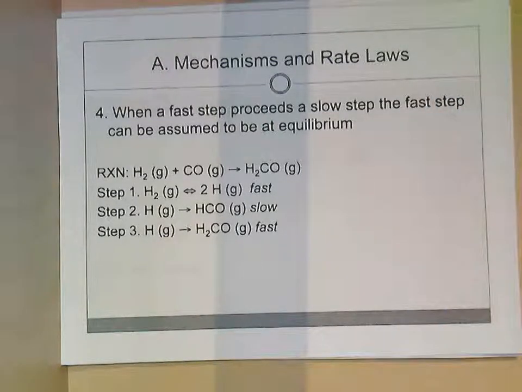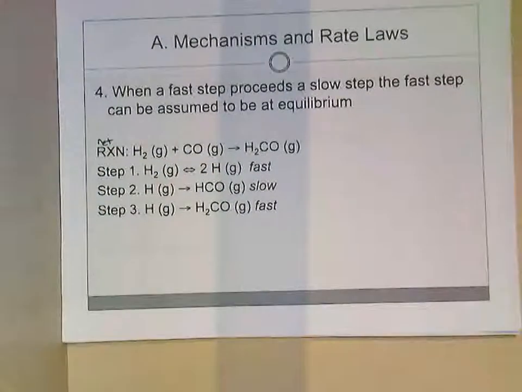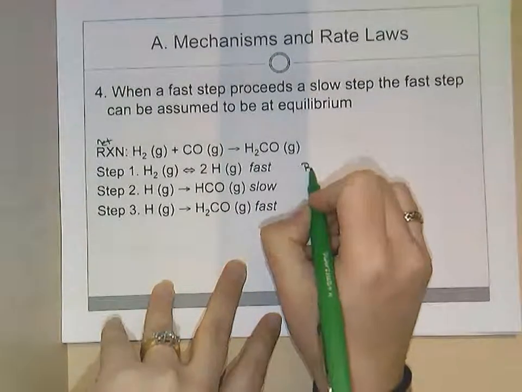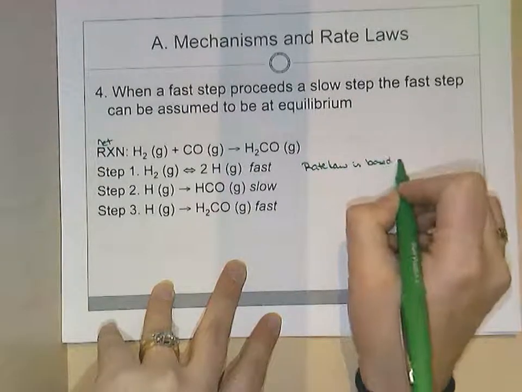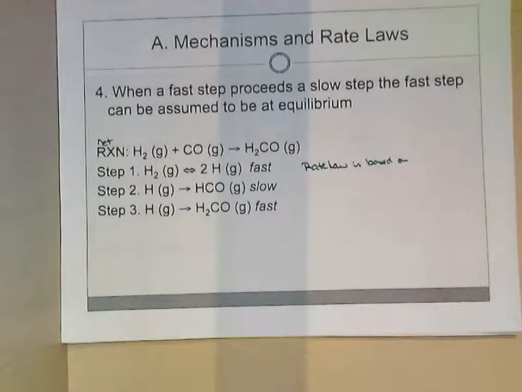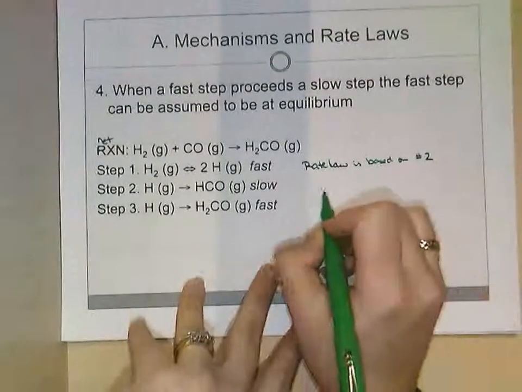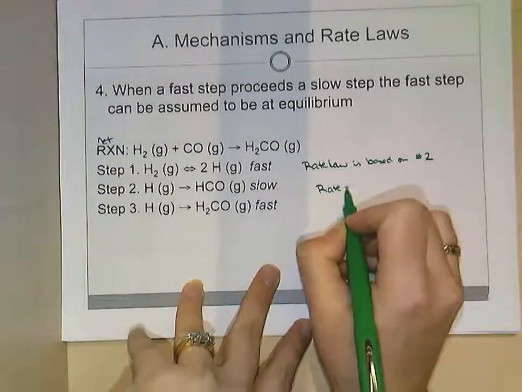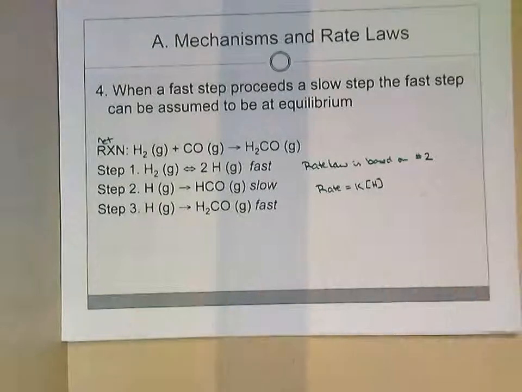Let's say this is my net reaction. All right, I got my net reaction. I have a fast reaction, slow reaction, fast reaction. Which one of these 3 steps will the rate law be based on? Step 2. So let's write out our rate law for that. Right, so the rate law for step 2 would be that.